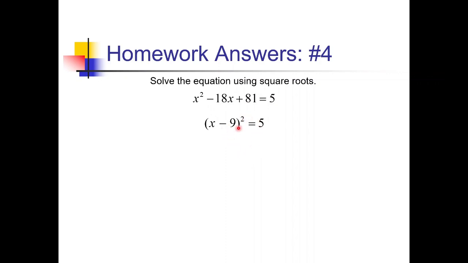Now if I square root both sides, I can get x by itself. Initially I get x minus 9 on the left side, and plus or minus the square root of 5 on the other side. Can't forget the positive negative. And then let me just add 9 over to the right to get x by itself. So 9 plus or minus radical 5.